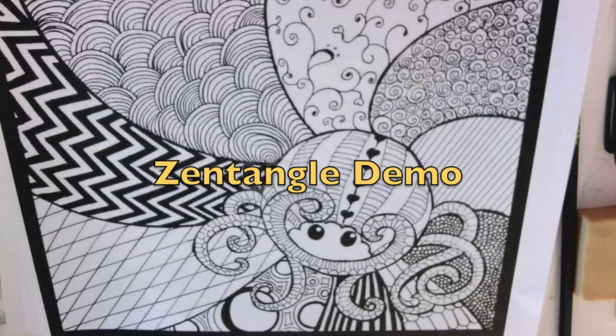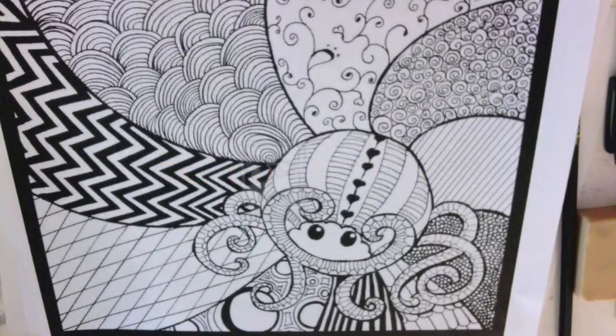Hi everybody! One of your projects this week is going to be to create a Zentangle, which demonstrates at least 3 of the elements of art that we learned about this week in the lesson. And this Zentangle project is kind of like a fancy way to doodle.